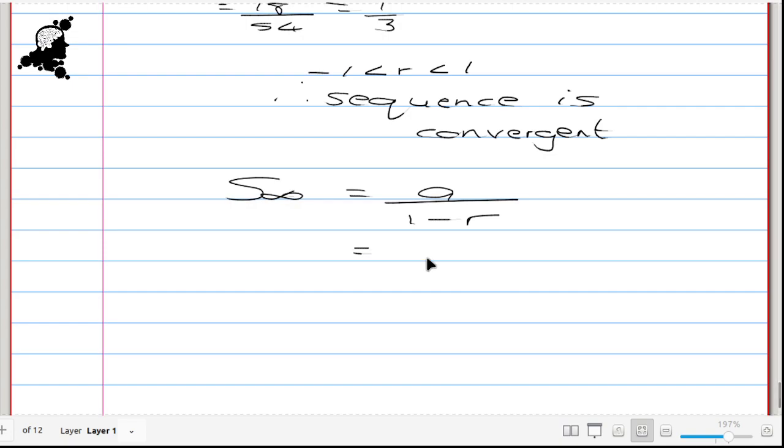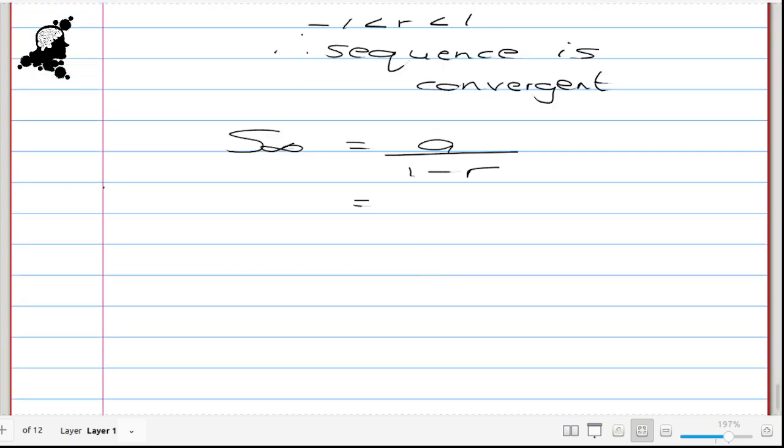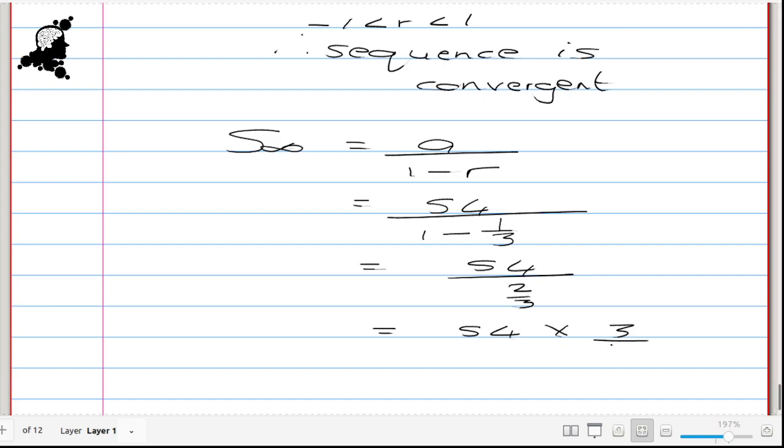Now, the first term here is 54. So let me write that down. This is 54 over 1 minus the value of R, which we calculated as 1 over 3. So that's 54 over 1 minus 1 over 3. This is going to give me 54 divided by 2 over 3, which I can just rewrite as 54 multiplied by 3 over 2.